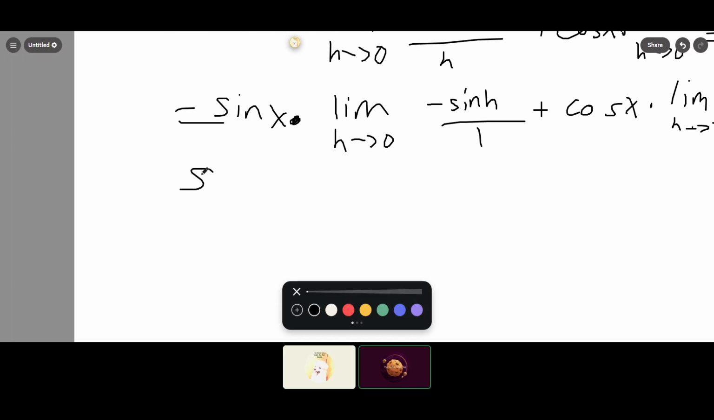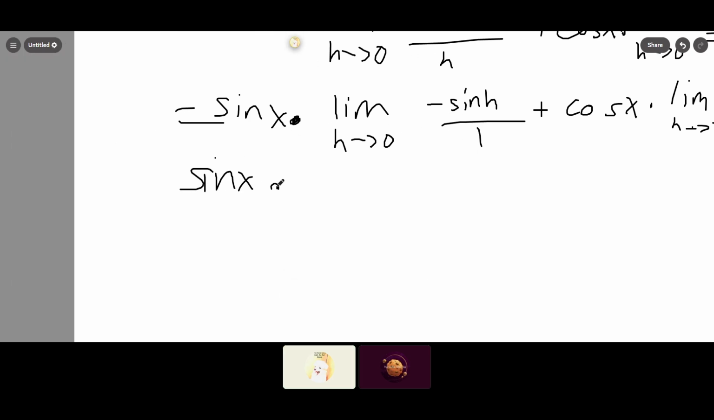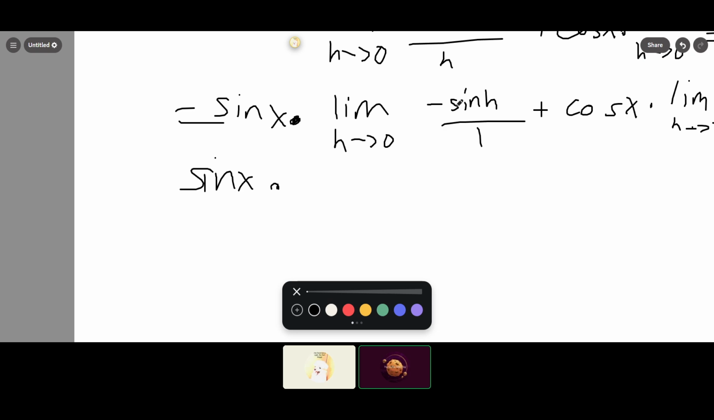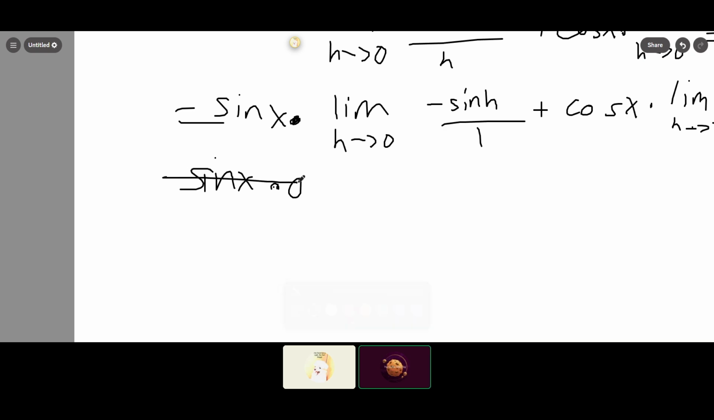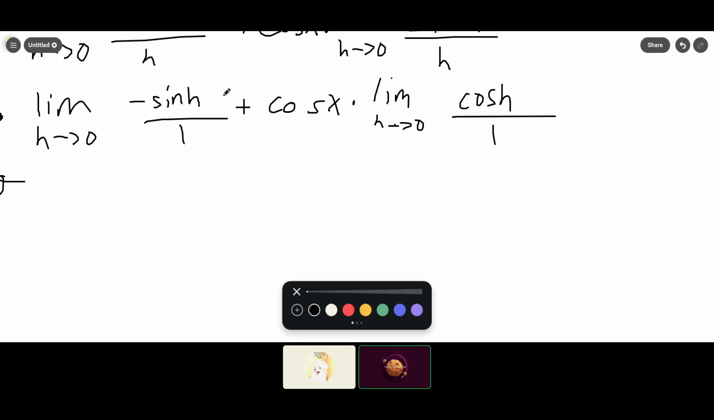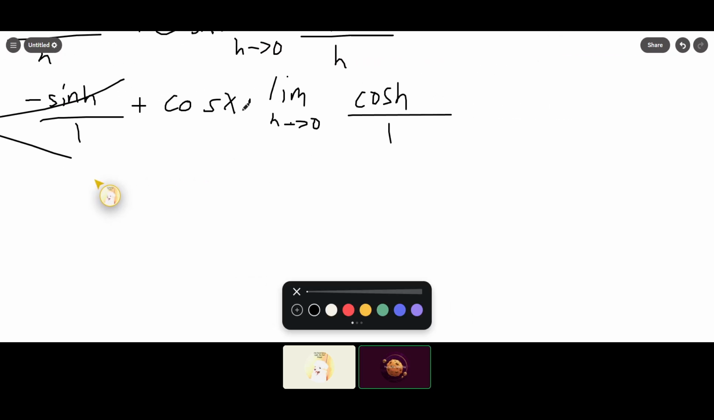Okay. So sine x times, so what's sine of 0, Gaucho? Tell me what sine of 0 is. Sine of 0 is 0. So this entire term goes away. That's really nice for us. Now we're just left with this term.